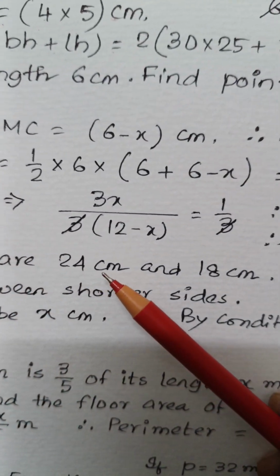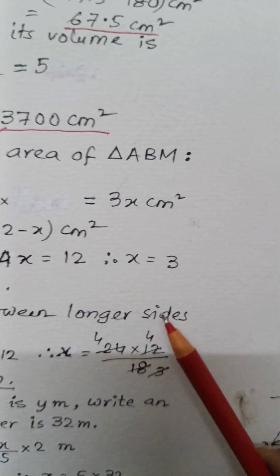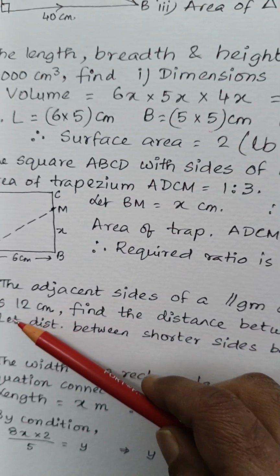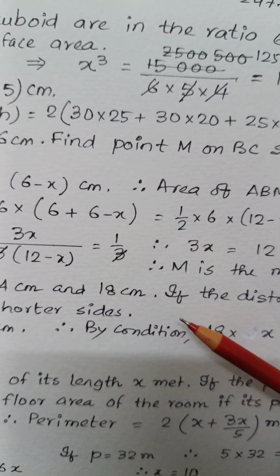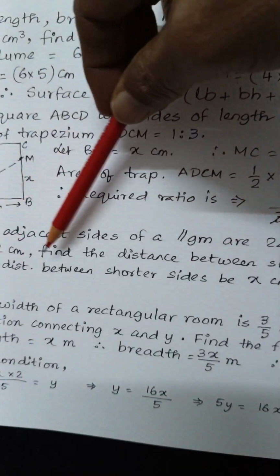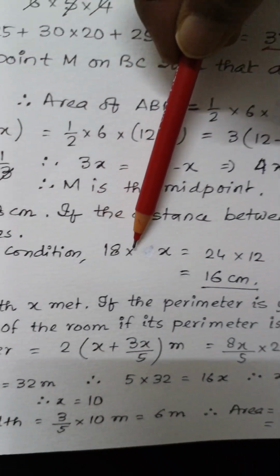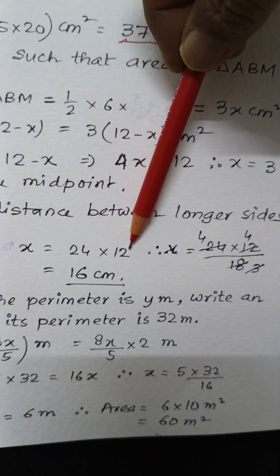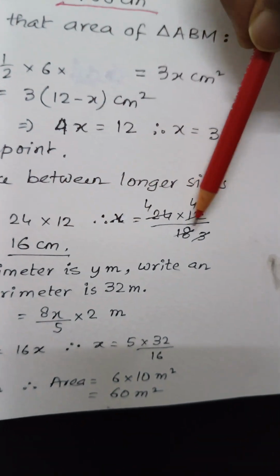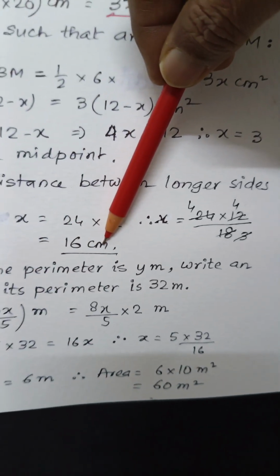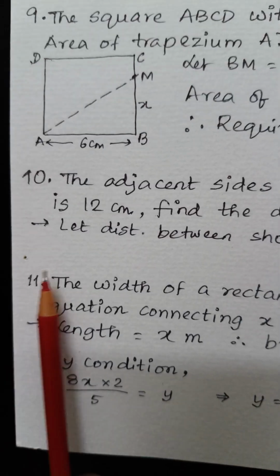Number 10. The adjacent sides of a parallelogram are 24 centimeter and 18 centimeter. If the distance between the longer sides is 12 centimeter, find the distance between the shorter sides. Now let the distance between the shorter sides be x centimeter. By condition 18 into x is equal to 12 into 24. That is x is equal to 16 centimeter. Number 11.